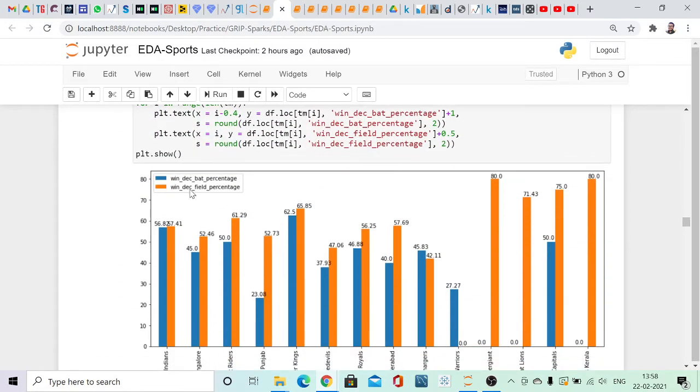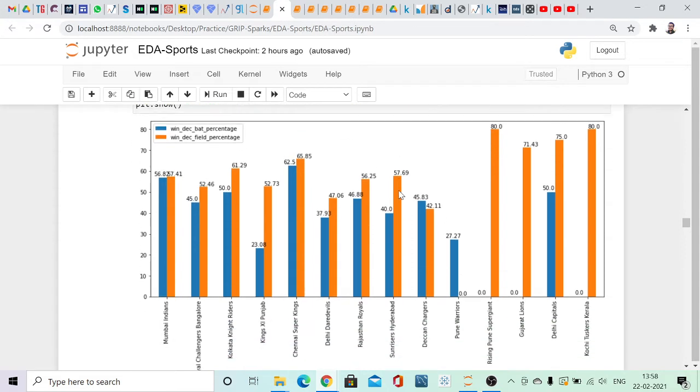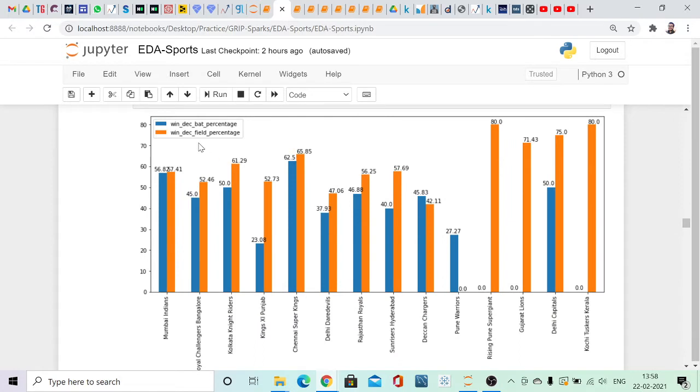Now this graph gives that if a team has decided to bat, what has been its win percentage, and if a team has decided to field, what has been its win percentage. So we can again see that if a team has decided to field, the winning percentage has been higher. That is, the teams prefer to chase in T20, and the results are also better if a team is chasing in a T20 game.